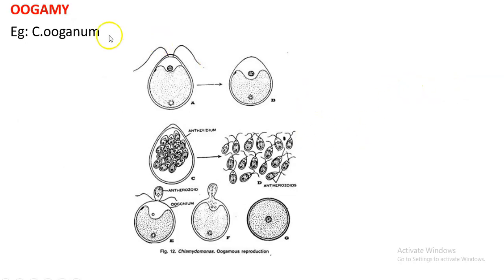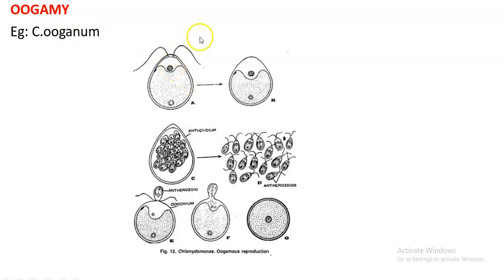Very important. This is observed in Chlamydomonas species like Chlamydomonas oogamum. What will happen? Very simple. You can see that there are 2 thalli. A is a female thallus and C is a male thallus. Now what we are seeing is that this was actually a normal vegetative thallus, but during sexual reproduction in species like Chlamydomonas oogamum, one particular thallus will behave as a female thallus.